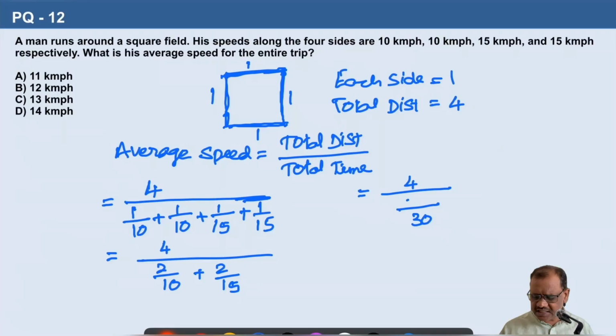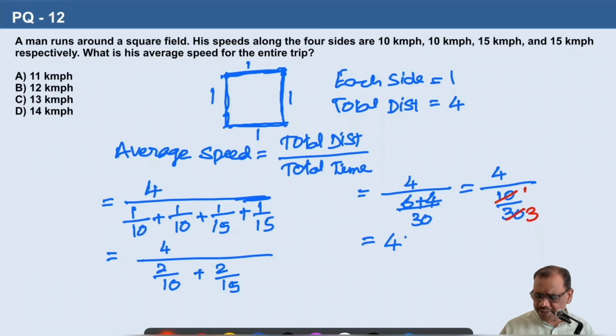So 10 divides 30 3 times, so 3 to the 6. 15 divides 30 2 times, so 2 to the 4. So that is equal to 4 by 6 plus 4, 10, 10 by 30. So you can simplify this to 1 by 3. So 4 by 1 by 3, that is reciprocated, 4 into 3, which is equal to 12 kilometers per hour.